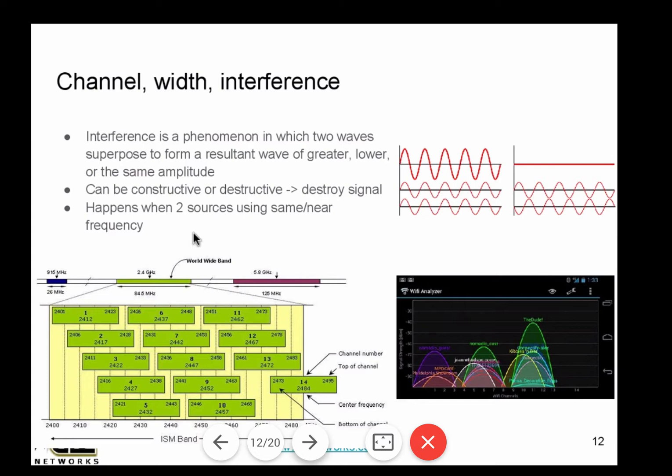So, channel width and interference. Interference is a phenomenon where two waves superpose to form a resultant wave of greater, lower, or the same amplitude. As you can see in the picture, interference can be constructive, for example on the left, in red. There are two waves joining together, and the result is shown above, so they are constructive and the signal becomes stronger. On the right is the destructive case. The signal from the first source and the signal from the second source join together, and the result is that the signal is destroyed.